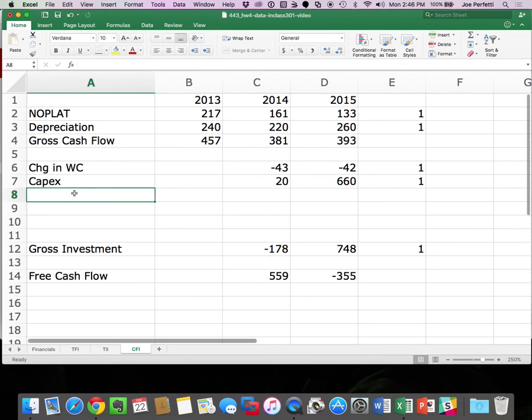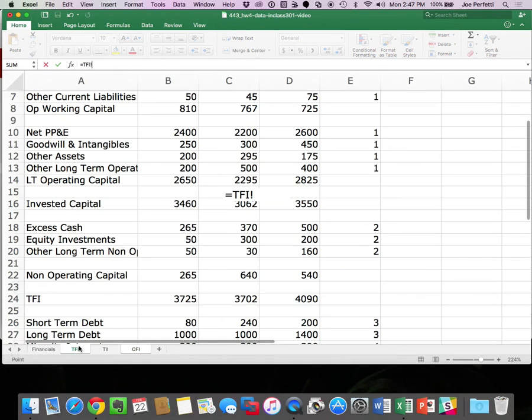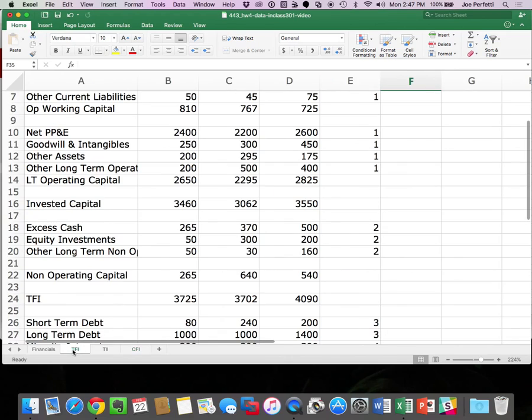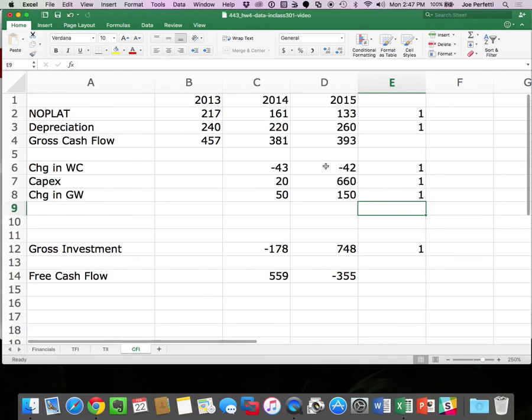Next, we have our change in goodwill. Goodwill went from 250 to 300. So goodwill went up by 50, and then it went up by 150. So good question. What is goodwill, and where does it come from?